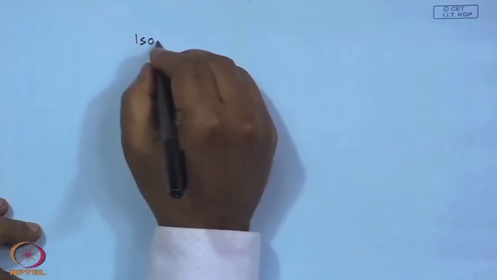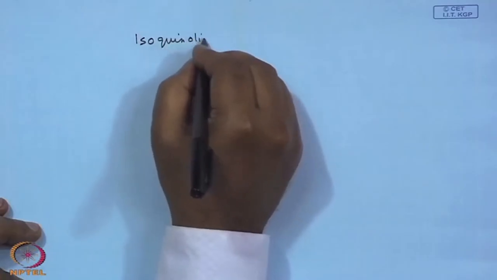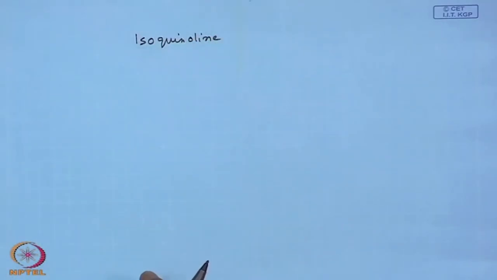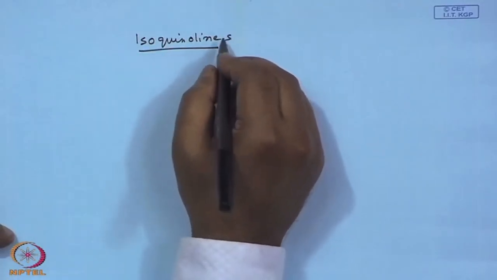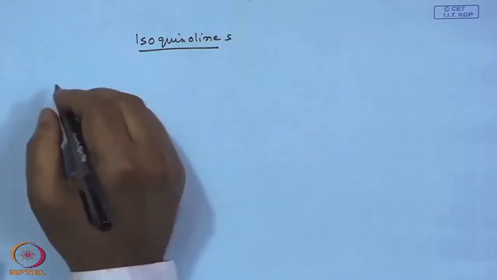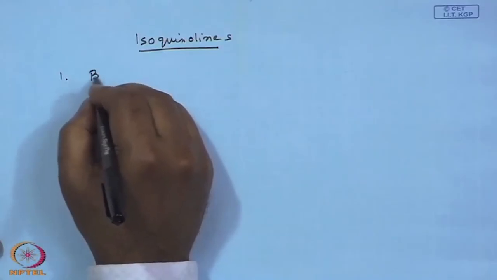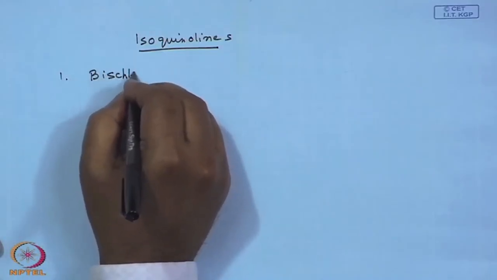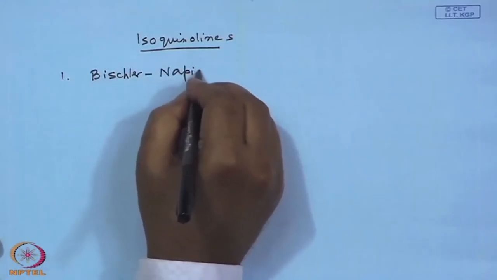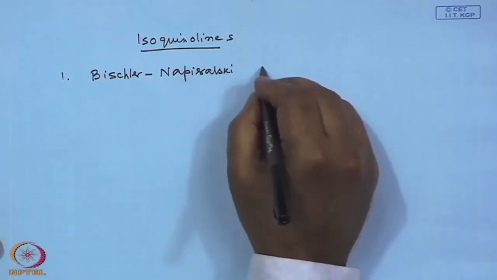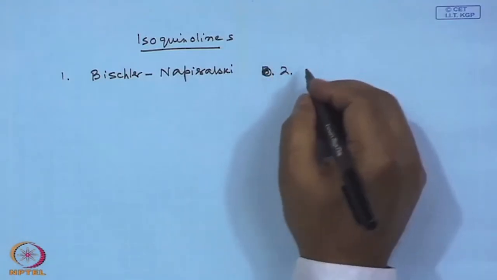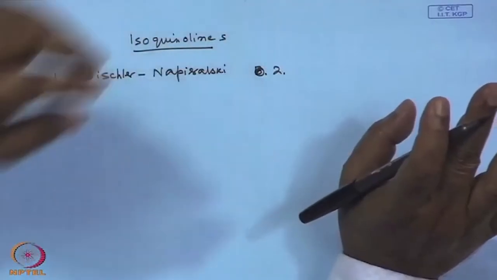And let us look at the next topic, isoquinoline. Once again, isoquinoline could be, I think we have only two different methods for isoquinolines which are very popular. And what are the two methods? For the first one, Bischler-Napieralski, okay, and second one, so these are the two basically. I mean, there are not many.